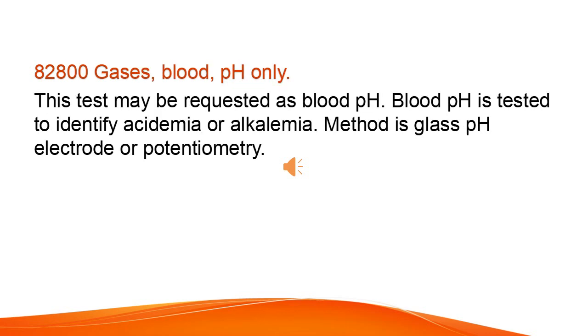Gases, blood, pH only. This test may be requested as blood pH. Blood pH is tested to identify acidemia or alkalemia. Method is glass pH electrode or potentiometry.